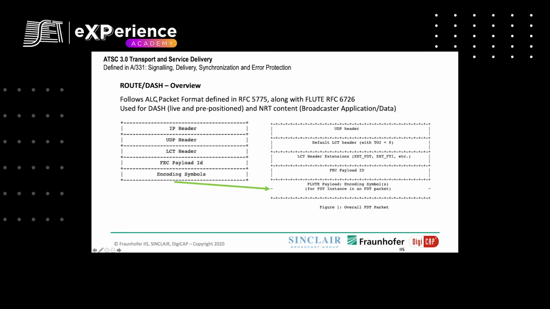When we look at ROUTE/DASH, it follows the common RFC standard for ALC, which is called asynchronous layered coding, and another RFC standard called FLUTE, file delivery over unidirectional transport. This is commonly used for DASH delivery of linear, live, and prepositioned content, and additionally NRT content, usually containing the broadcaster application or other data-based delivery services.